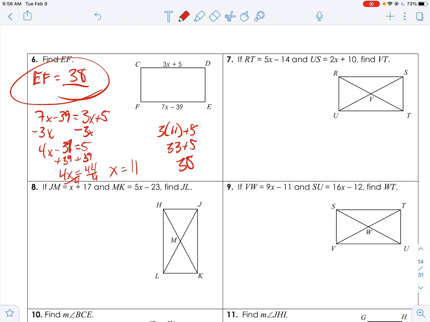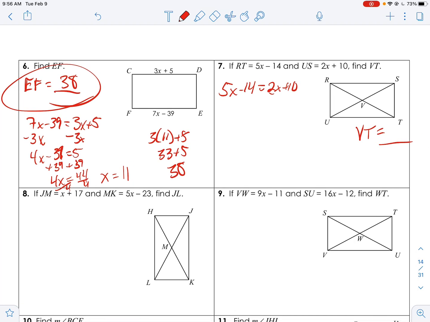Go ahead and give it a pause. You try. If RT all the way down is 5x minus 14, and US all the way across, so the diagonals are congruent. These are diagonals, so I can say 5x minus 14 equals 2x plus 10. I need to find VT. I need a piece of it. I need 1/2. So I need x, plug it in, and cut it in half.